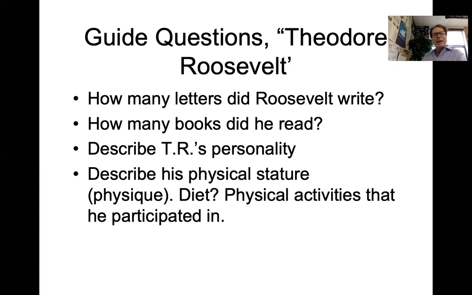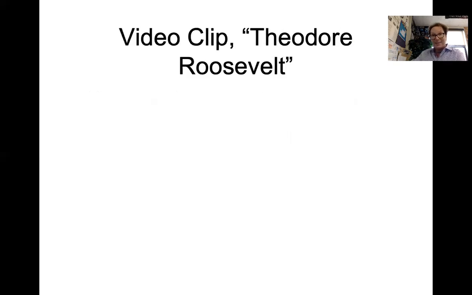And what type of physical activities did he participate in? It's pretty astounding and remarkable. As they mentioned in the video, he was truly a Renaissance person, a Renaissance president, meaning that he was good at and dabbled in a lot of different things. He wasn't just a really, really smart individual, but physically, what he did is truly remarkable. He was a man way ahead of his time.